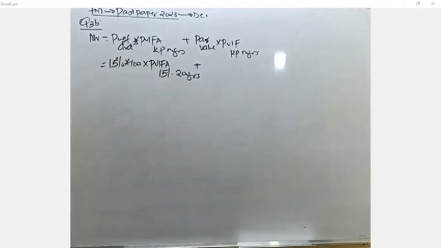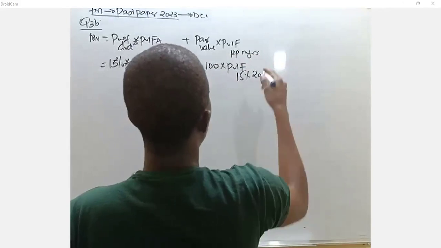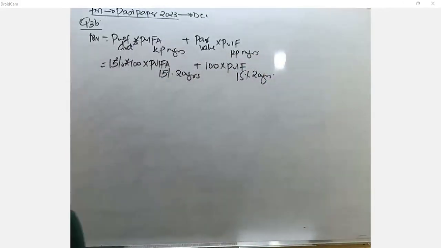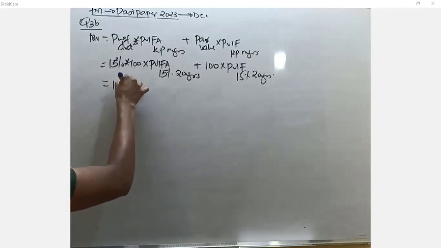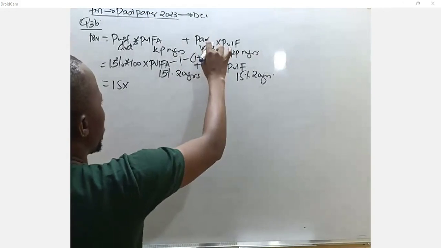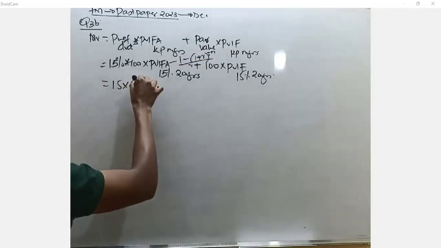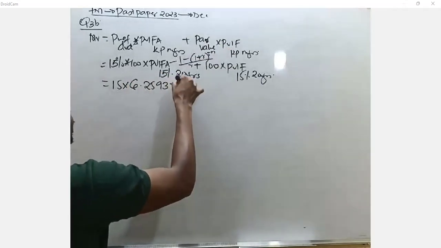Plus the par value, which is 100. We multiply by the present value interest factor, 15%, 20 years. These are some of the basics you should understand well in finance. So the preference dividend is 15, multiplied by this annuity. The formula, do you remember it well: 1 plus r raised to the power negative n, and we divide by r. So it will be 1.15 raised to the power negative 20, 1 minus the answer, divided by 0.15, getting around 6.2593, plus 100, you multiply by what?